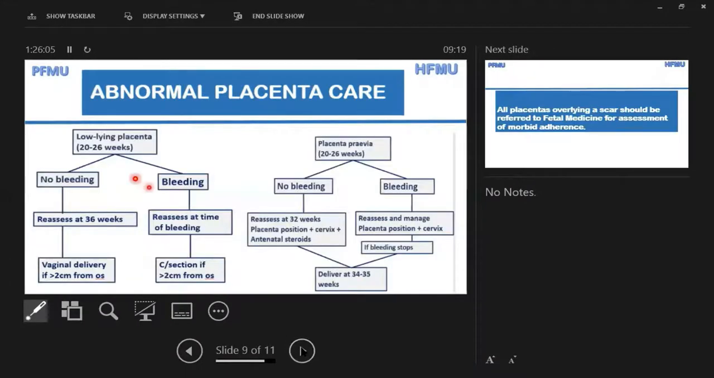So if you pick that and you are between 20 and 26 weeks and the patient is not bleeding, you ask the patient to come again around 36 weeks. That is if there are no other problems like fetal growth restriction and other things. It's just a low-lying placenta on a routine scan. You ask the patient to come at 36 weeks. And at 36 weeks, if the placenta is in a position that is more than 2 centimeters from the cervical internal os, that patient can have a vaginal delivery.